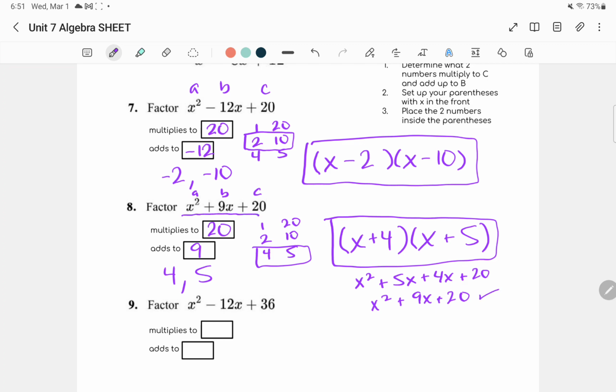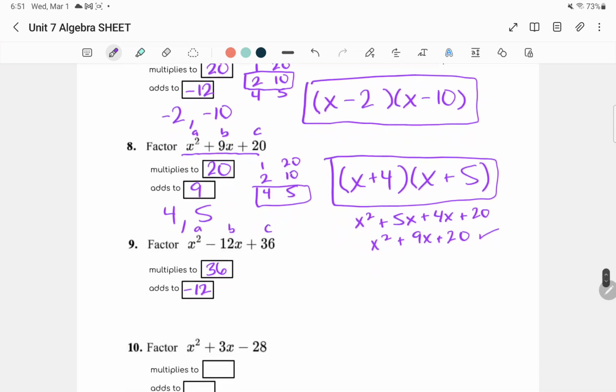All right. So now number 9 will be the last one that I'm going to do, and then you're going to try 10 and 11. So what multiplies to 36, right? I labeled A, B, and C. What multiplies to C and adds to negative 12 to B. So let's list those factors.